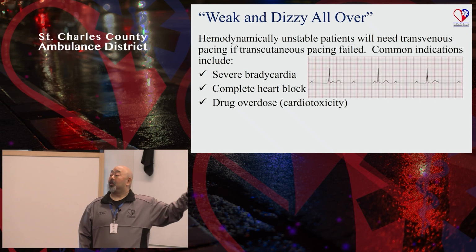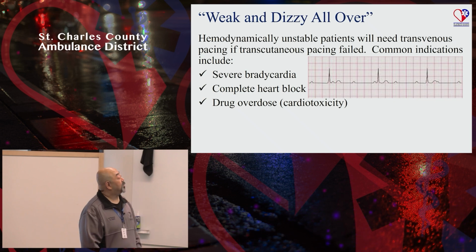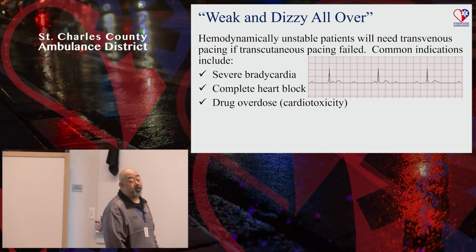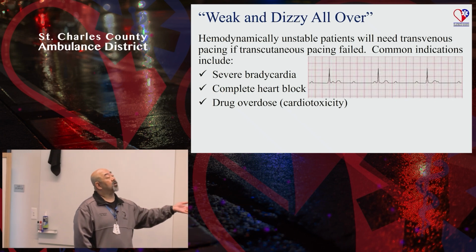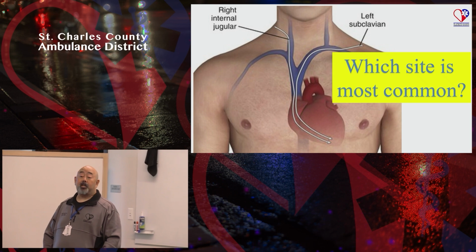So that's one of the most common reasons for someone to get, especially if they're hemodynamically unstable, transvenous pacing. Sometimes cardiotoxicity from a drug overdose can do the same thing. Whatever the cause of them needing a pacemaker, they're going to get one. You can float it in through a number of ways. Which side is the most common? Right IJ. Why?